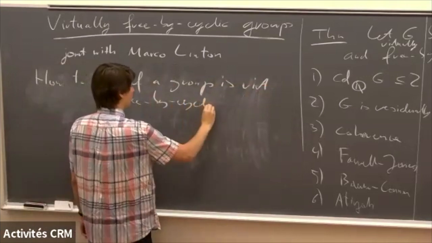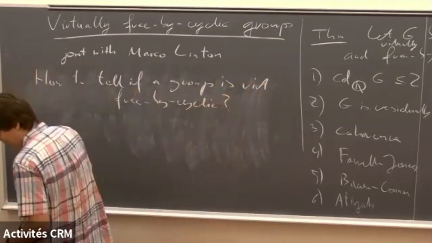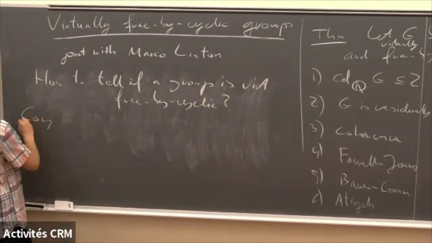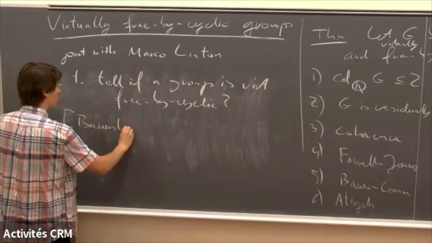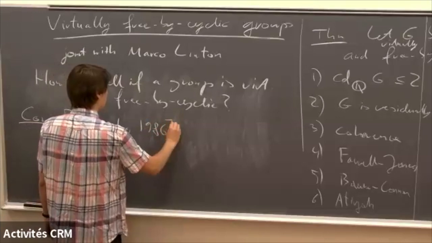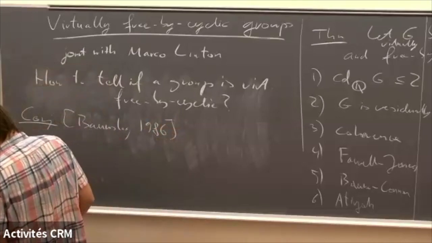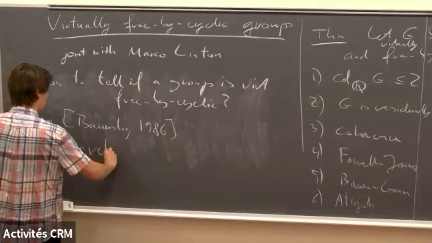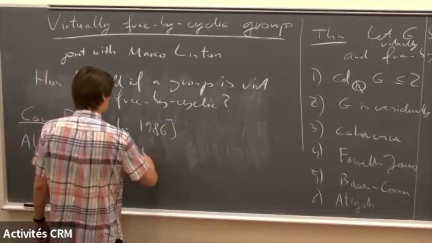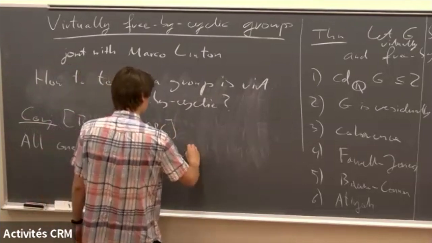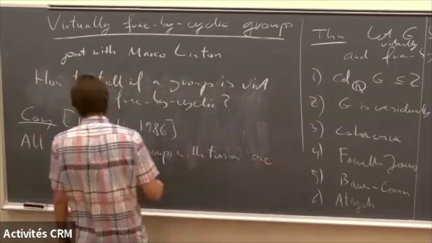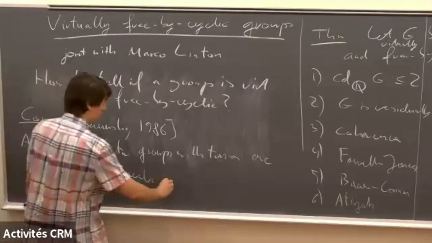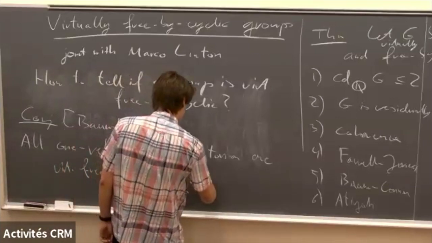It is not easy to tell, but there is a theorem that I want to advertise. First, there's a conjecture. As an example of this sort of question, here's a conjecture by Baumslag from 1986. Baumslag looks at one-related groups with torsion. The conjecture was that all one-related groups with torsion are virtually free-by-cyclic.